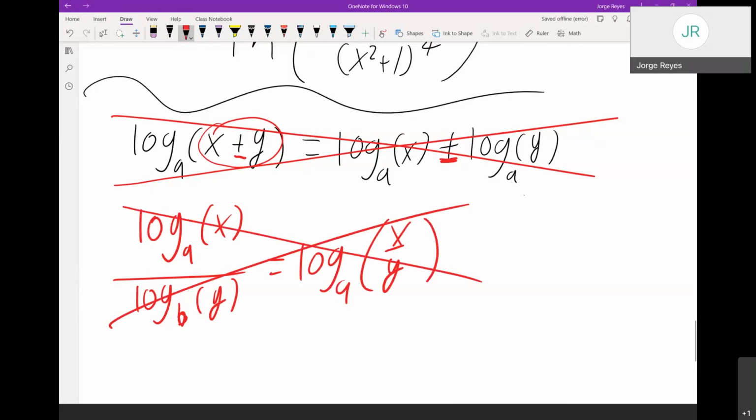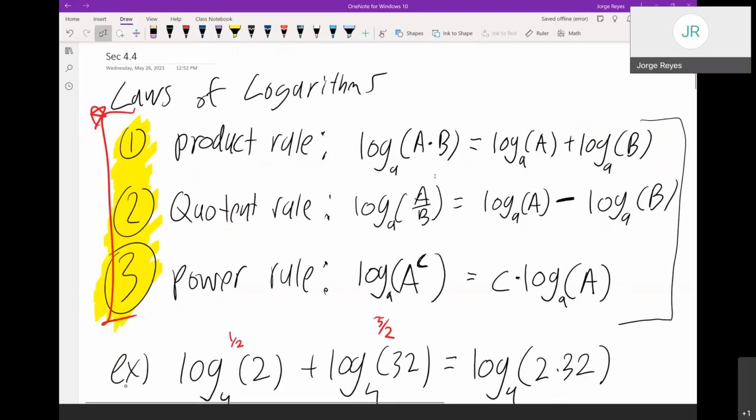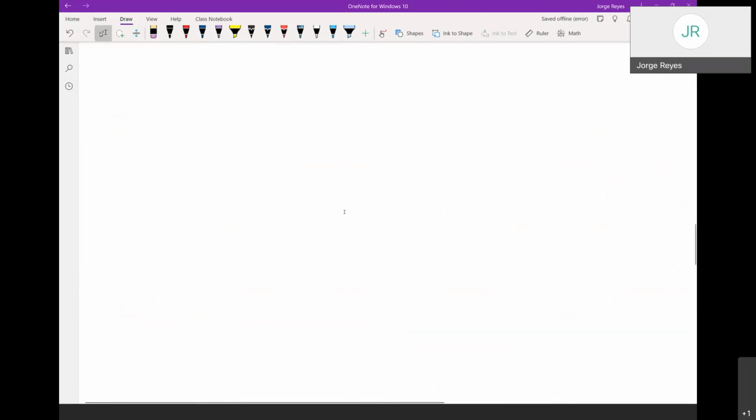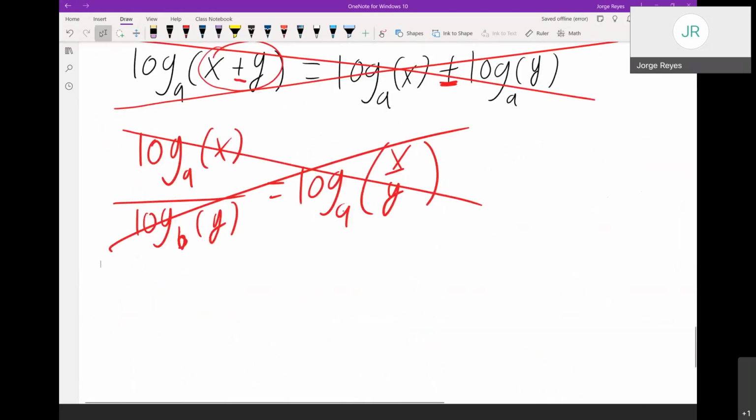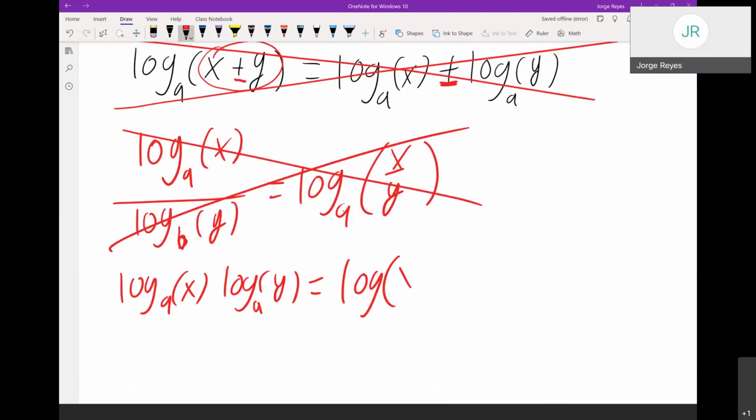Notice up here, there is no rule for when I divide logs or even multiply logs. So the next common mistake I would write down would be log a of x times log a of y. This is not equal to log xy. So if you have 2 logs being multiplied or divided, they don't do anything.